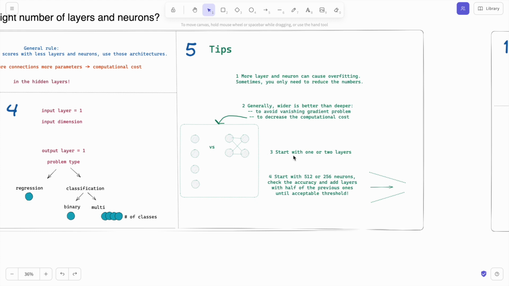Number 3, usually the best idea is starting with 1 or 2 layers, then slightly, one by one, adding more layers until reaching an acceptable score. And number 4, these are not, let's say, golden standard numbers for the neurons, but usually you can see these common numbers, 512 and 256. So you can start with this, then you can add layers with half of the previous one. So the architecture will be something like that.